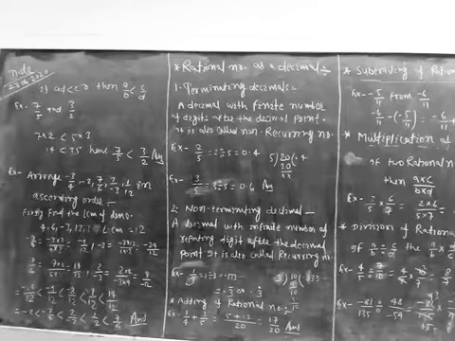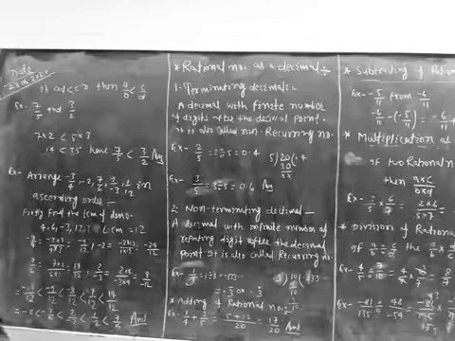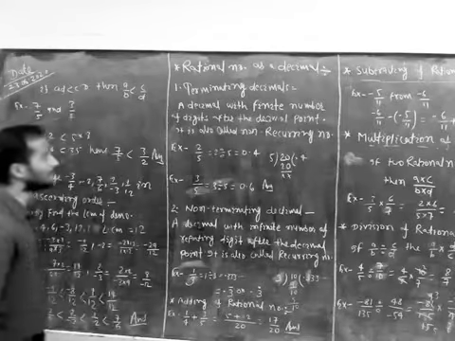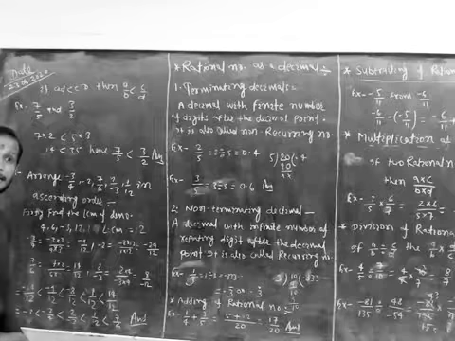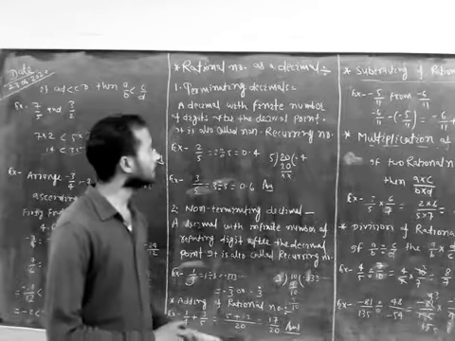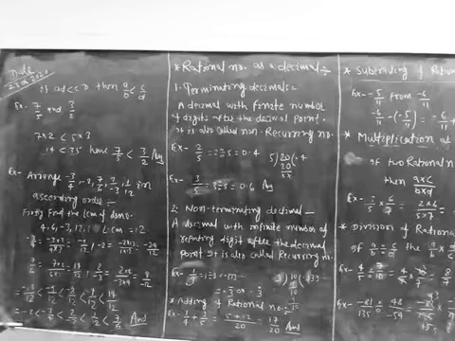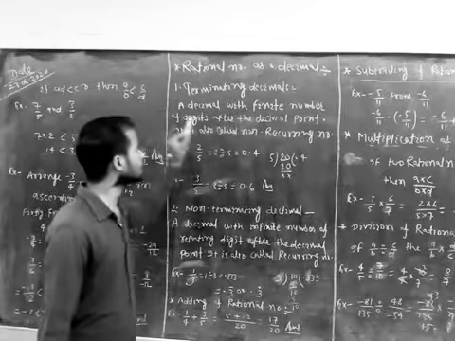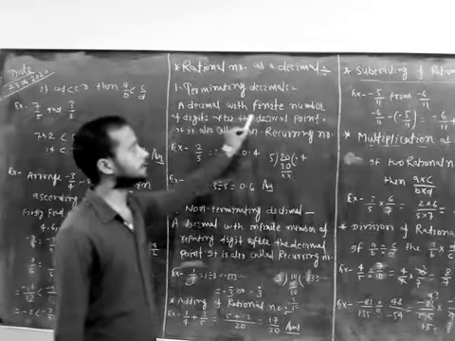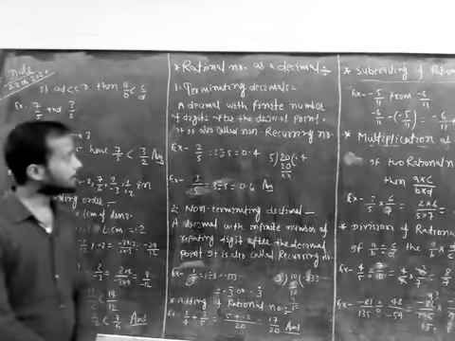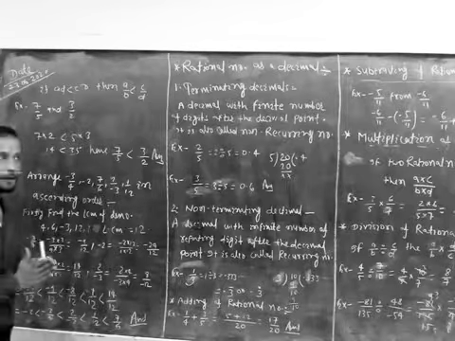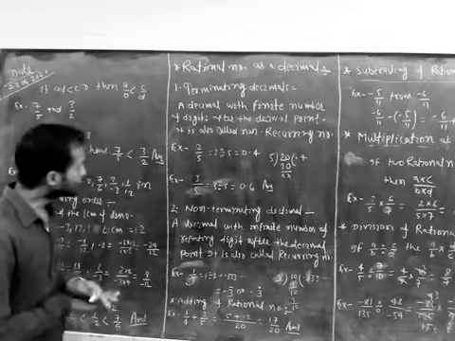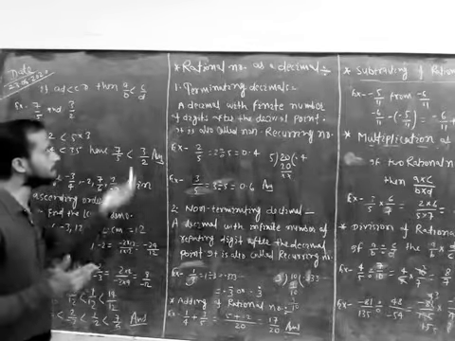That is the increasing order of the numbers. Next, rational numbers as decimals. A rational number as a decimal is categorized into two parts: terminating decimal and non-terminating decimal. A terminating decimal is a decimal with a finite number of digits after the decimal point. That means when it is divided, it is completely divided. Hence, it is terminating.